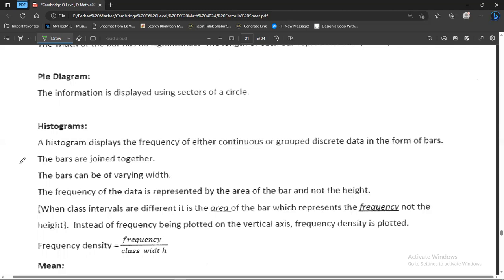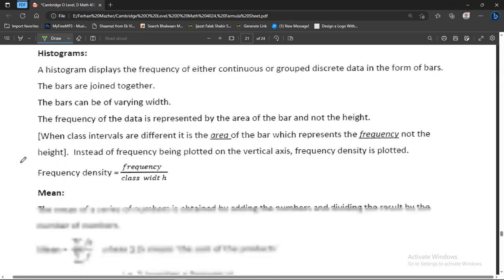Histograms: a histogram displays the frequency of either continuous or grouped discrete data in the form of bars. The bars are joined together. The bars can be of varying width, and the frequency of the data is represented by the area of the bar and not the height.